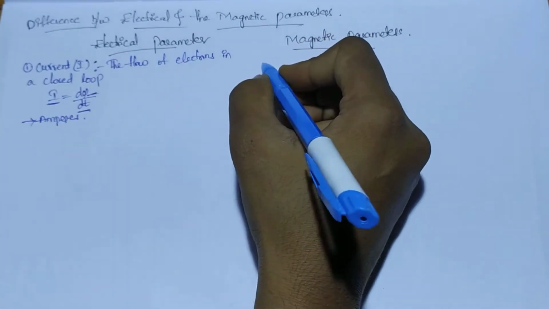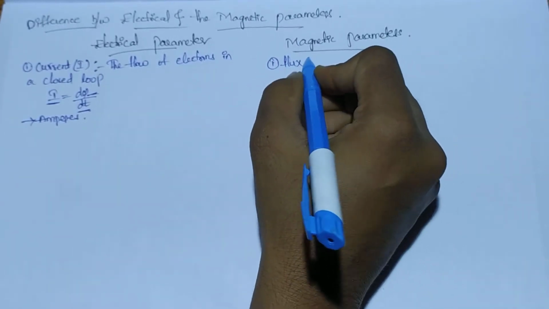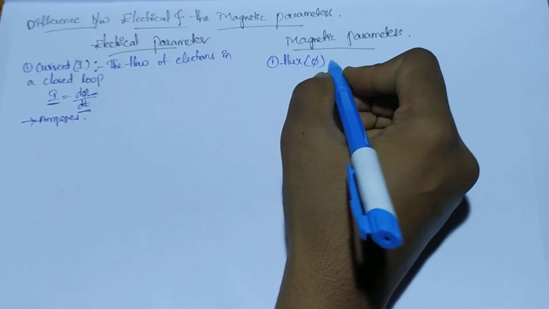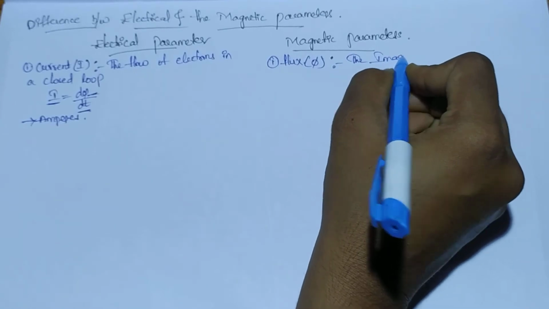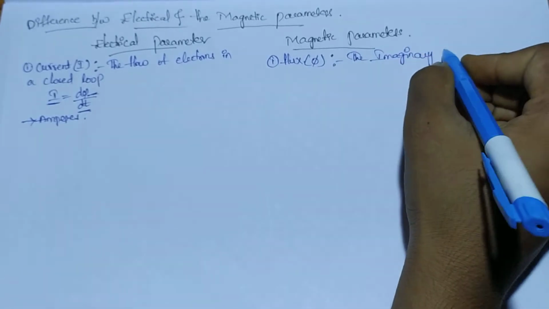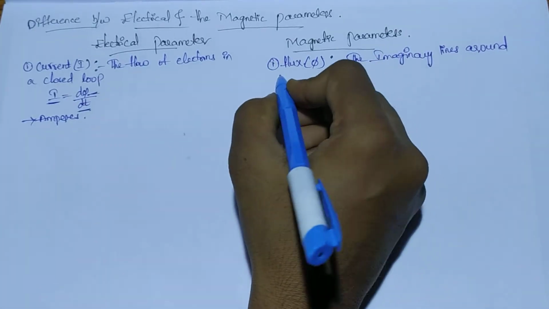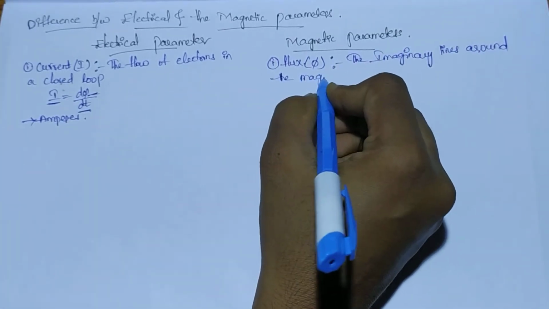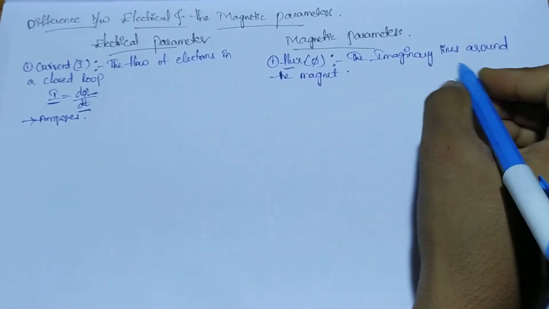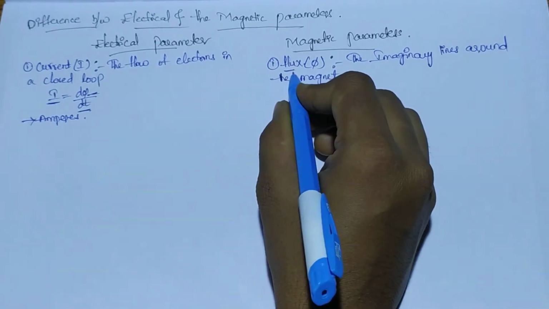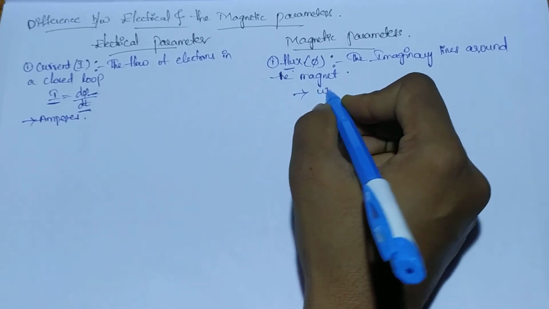And coming to the magnetic parameters, we have flux. It is denoted with the letter phi, and it states that the imaginary lines around the magnet are called magnetic flux. So the imaginary lines around the magnet are called flux, and its units are Webers.